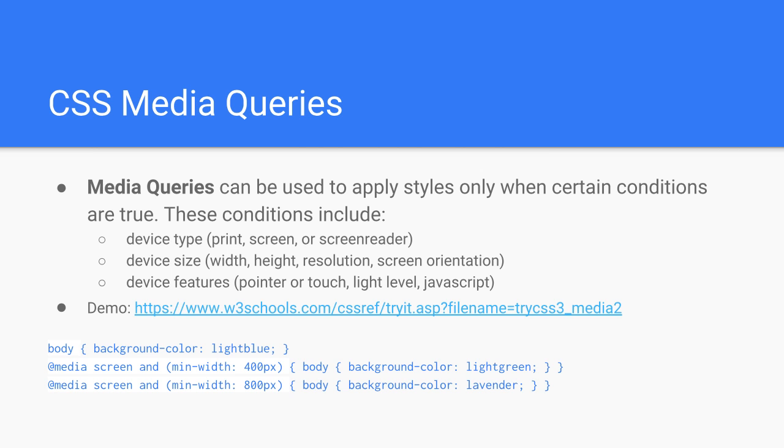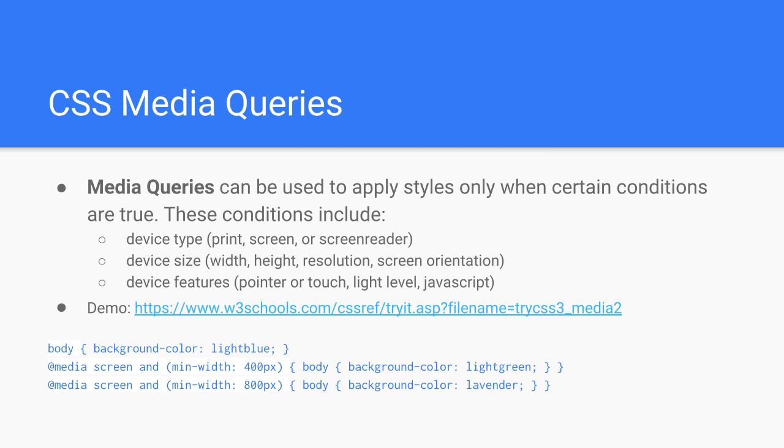We can do device type, so you can target print, which is common, like if you've got a blog and you want to style it differently when people print out your blog, remove the background image, stuff like that. We can target screens or even screen readers. We can also target device size by width or height. Typically, we'll target device size by width as the most common media query we'll use. But you can also target by height or even resolution or screen orientation.